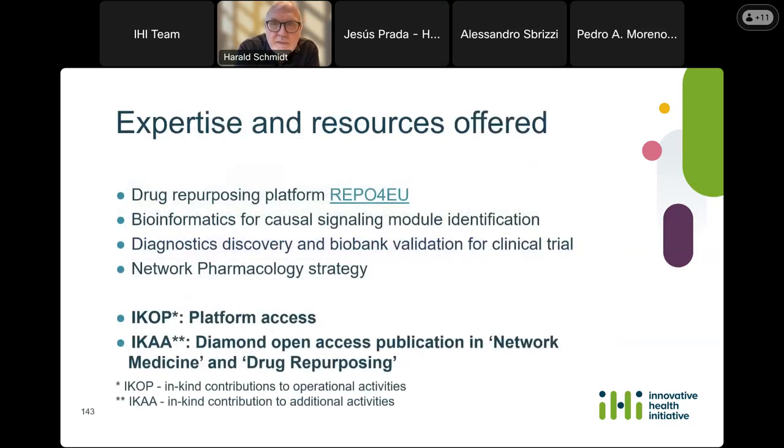So the expertise and resources that we offer is the entire drug repurposing platform, including, of course, the advanced bioinformatics to detect those mechanisms. A diagnostics workflow that is based on biobank validation before we go into a clinical trial. And of course, this network pharmacology strategy to then target those signaling mechanisms. The ICOP is this platform access, and the IKA is diamond open access publications in our journals, Network Medicine and Drug Repurposing. Next slide.